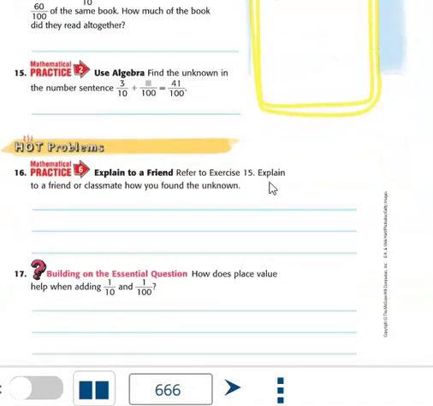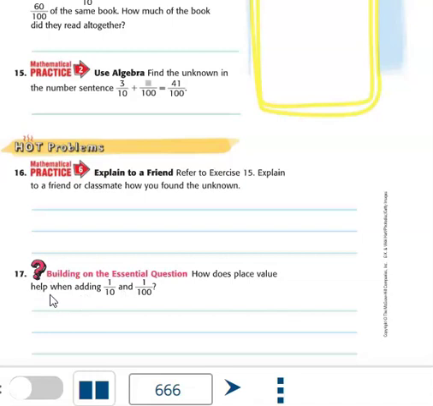Okay. Refer to exercise 15. Explain to a friend or classmate how you found the unknown. So what did you do in order to be able to find that missing number? One option is to subtract. Another is counting on. So those are the words you're going to use in order to write your explanation here to somebody who doesn't understand all the work that we've done.